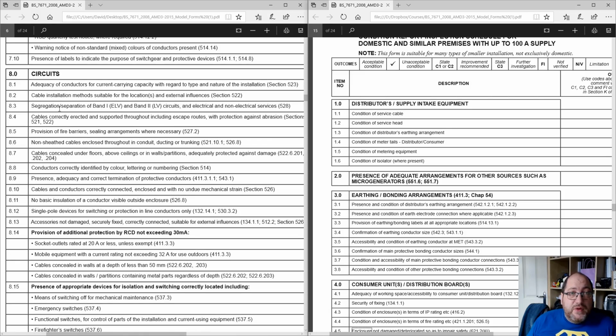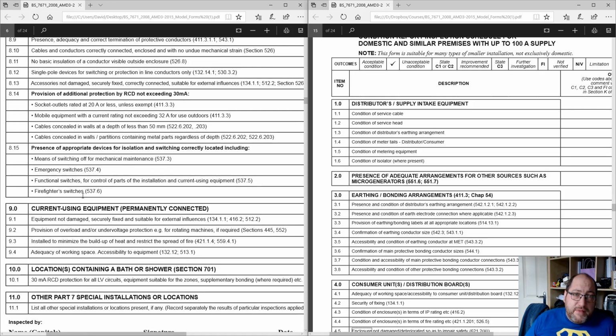Adequacy of cables, segregation of Band 1 and Band 2, so ELV and LV circuits. You must understand the difference in the bands, which is the difference in the voltages. So ELV is up to 50 volts AC, 120 volts ripple-free DC. Band 2 is beyond those voltages, up to 1000 volts AC, 1500 volts DC. If you don't know your voltages, then that's going to confuse you as well.